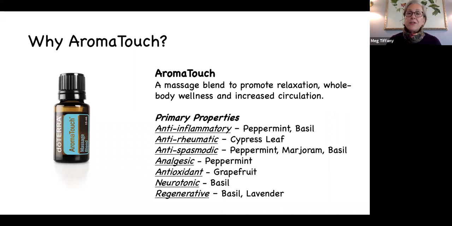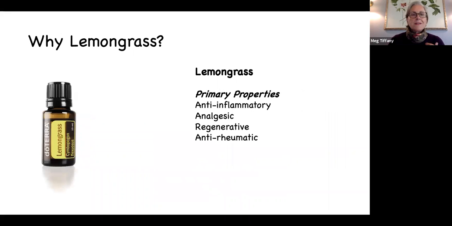And it helps increase circulation. So it can help flush inflammation away where it doesn't belong, or where it's done its job and then needs to go away. And so it also has the primary properties of being anti-inflammatory. So again, you have the peppermint, you have basil added into this blend, which you can see is also neurotonic. It's anti-inflammatory, and it also helps with regenerative activity. It's a wonderful, wonderful oil to add into your toolbox.